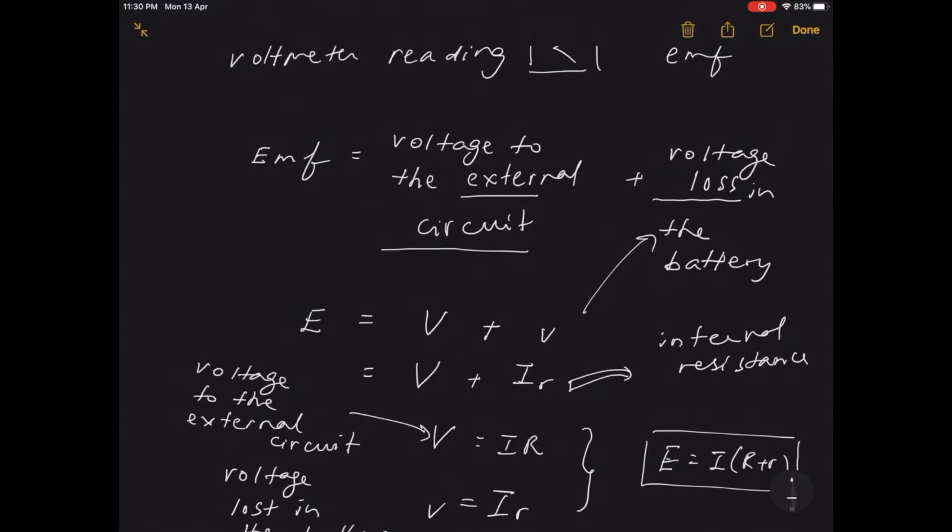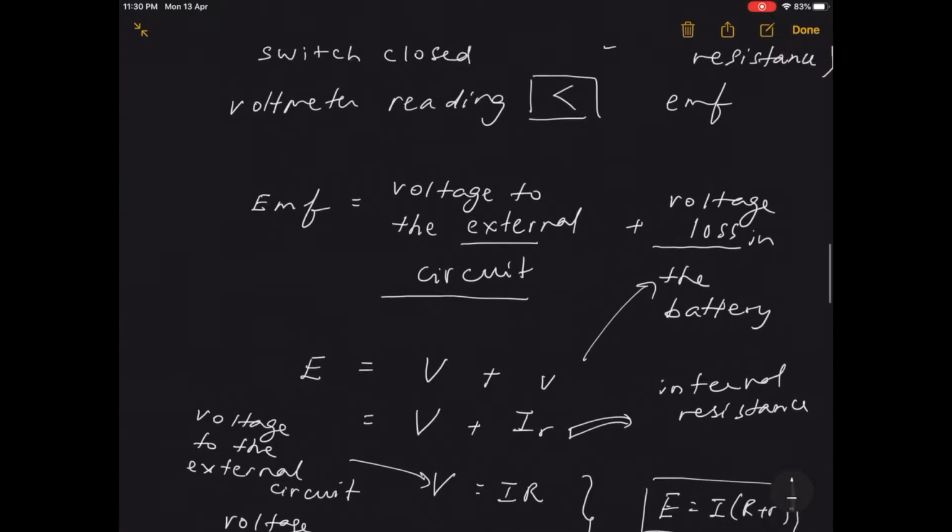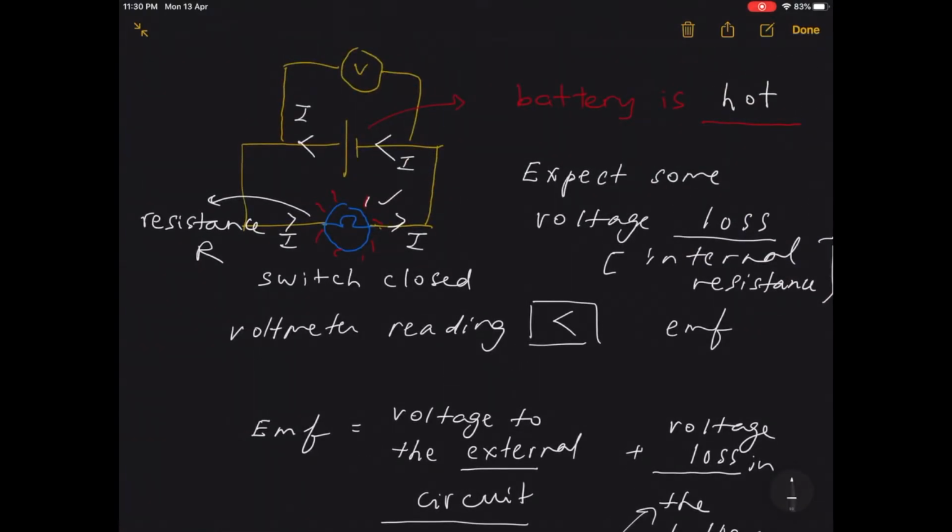So voltage to the external circuit is the I times the big R. Big R is the resistance of the external circuit. So in our context here, it refers to the resistance of the lamp. Got it? Resistance of the lamp.